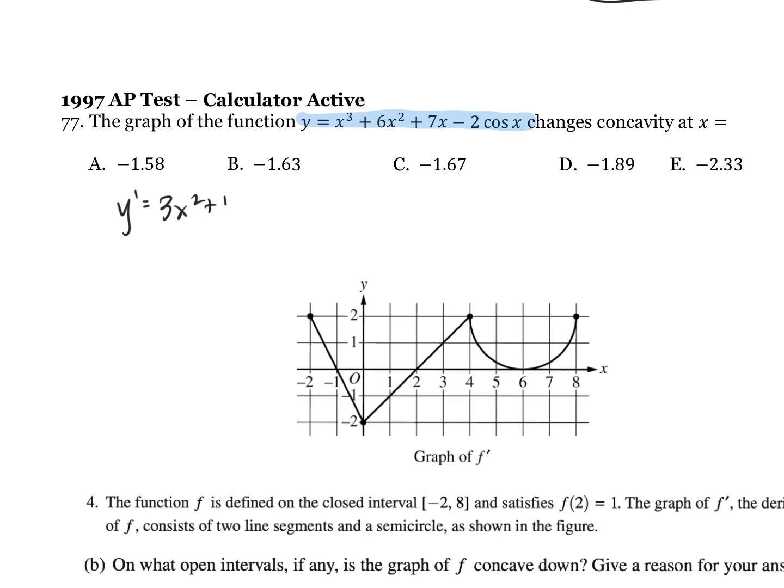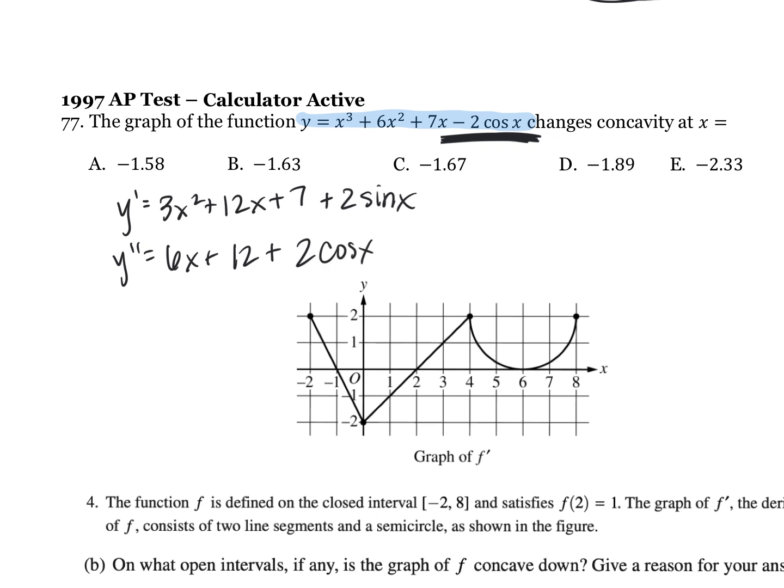3x squared plus 12x plus 7. Don't forget about this part. I forgot about this part when I was doing it first period. What's the derivative of -2 cosine? Plus 2 sine. Let's go find that second derivative. What's that second derivative? 6x plus 12 plus, positive, just because the derivative sign is, plus 2 cosine.